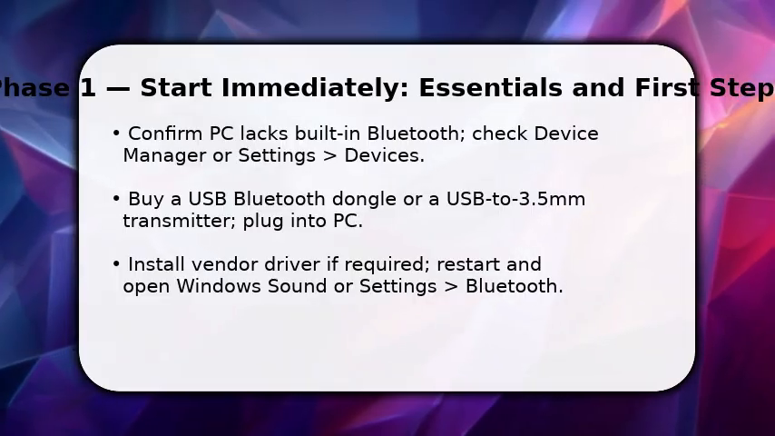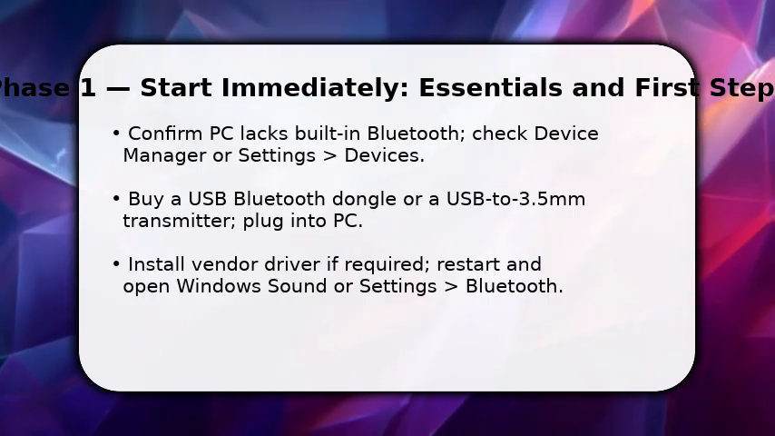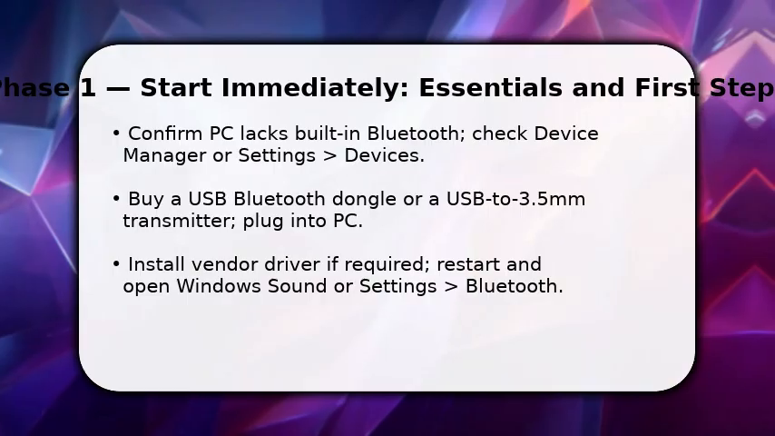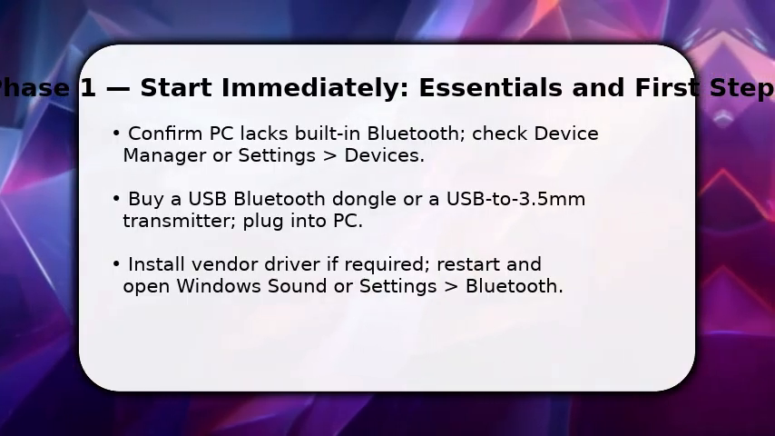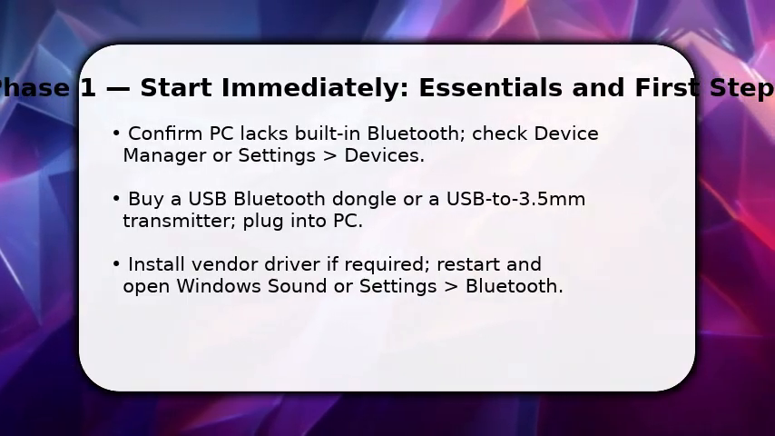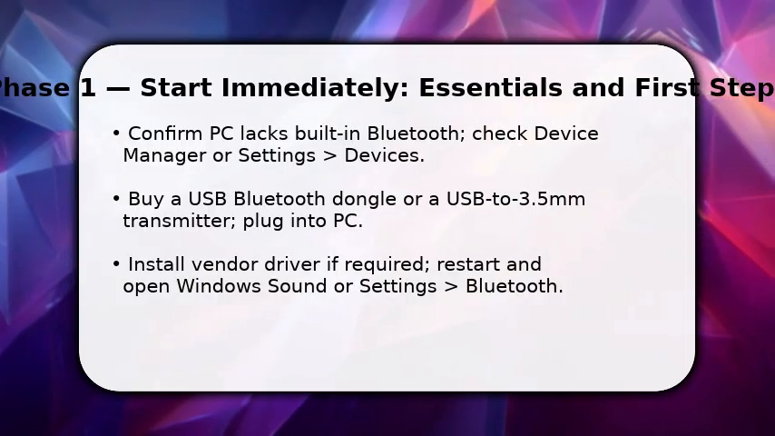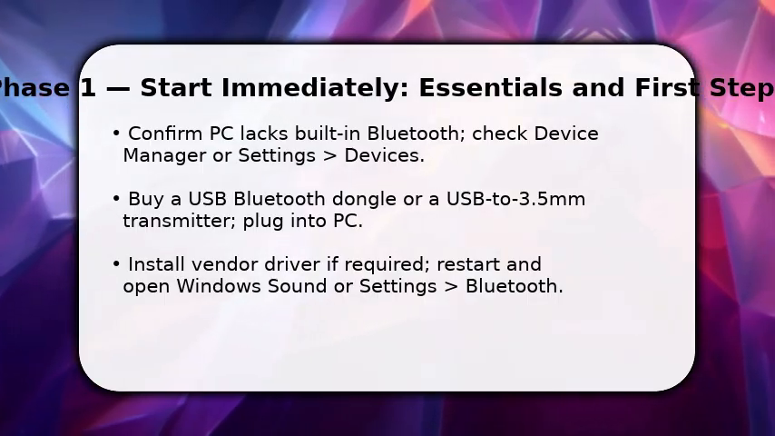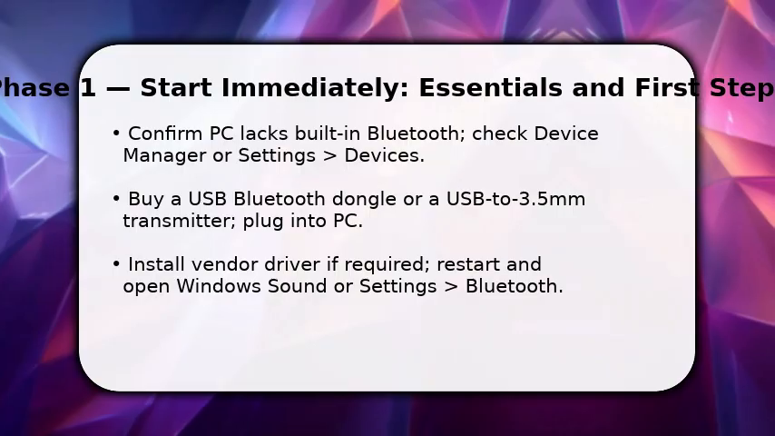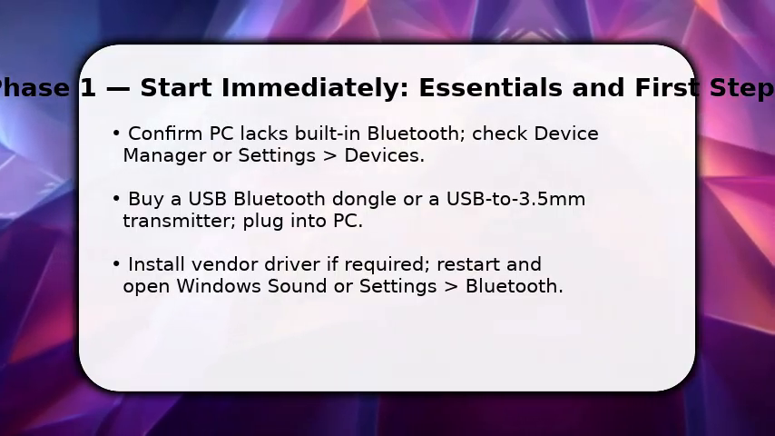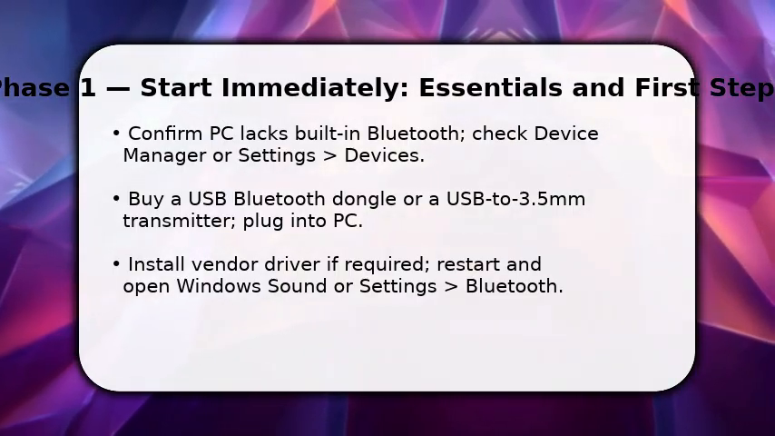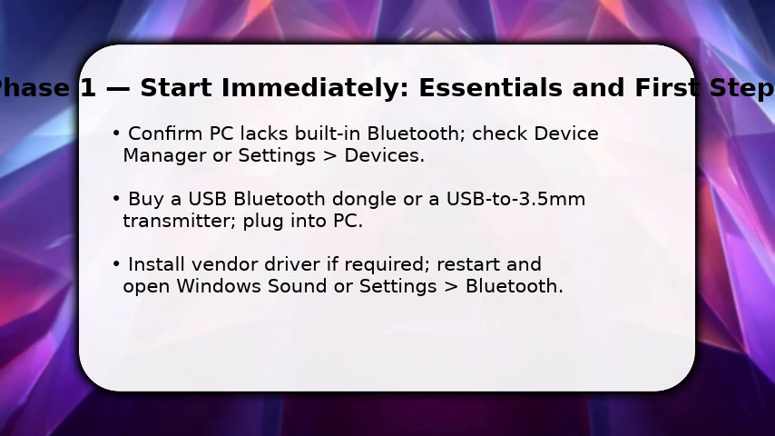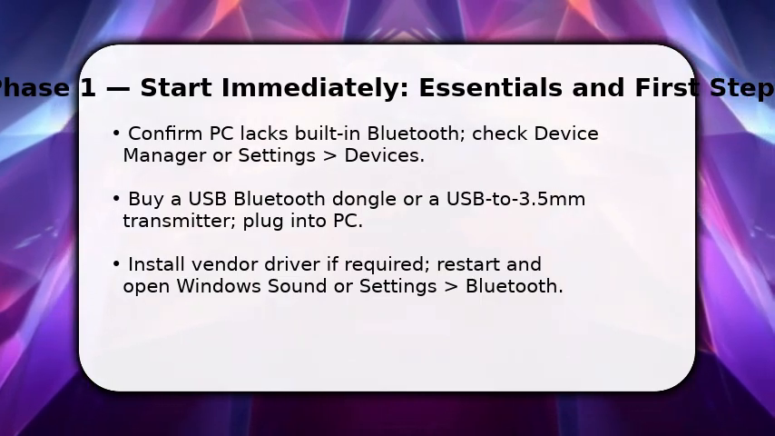You begin by accepting you don't have built-in Bluetooth and taking one decisive step. Plug in a USB Bluetooth dongle or a USB transmitter. Once done, install the driver the manufacturer supplies, because Windows often needs that to expose the adapter as a device. Make sure the adapter shows as present in Device Manager, then open Settings Bluetooth and Devices to start pairing mode. You're moving from no wireless to an available radio, so act confidently and keep the Airpods case.